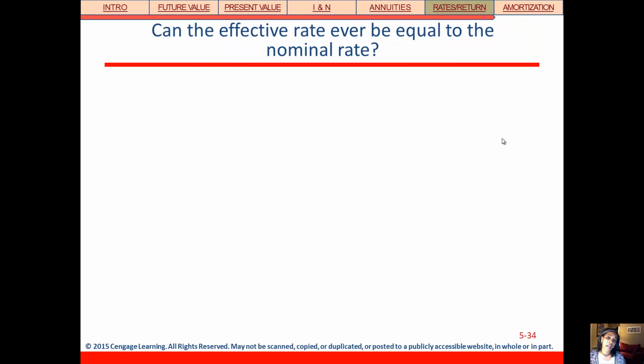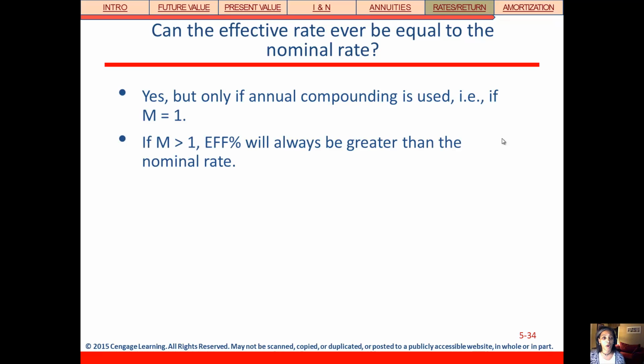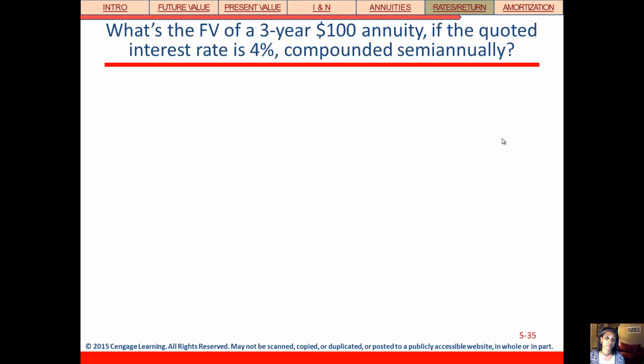So can the effective rate ever be equal to the nominal rate? Yes, but only if annual compounding is used. So M is equal to 1. So in that case, the effective rate, the nominal rate, and the periodic rate would all be the same. So if M is greater than 1, the effective rate will always be greater than the nominal rate.